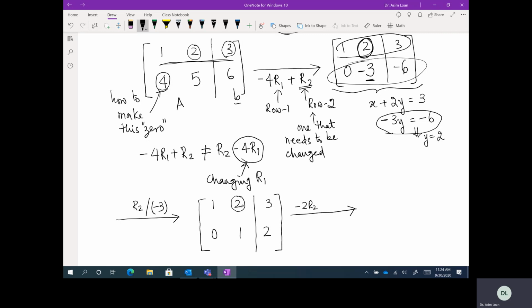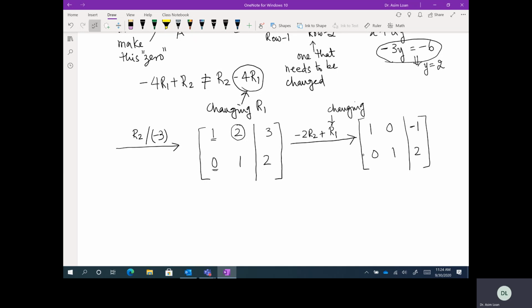And since I want to change row 1, I'll say minus 2 row 2 plus row 1. Because of this 0, this is not going to change. This will be changed, since I am changing row 1. So what will happen is I'll get 0, 1, and 2 over here, 1 over here. Minus 2 plus 2 is 0. Minus 4 plus 3 is minus 1.